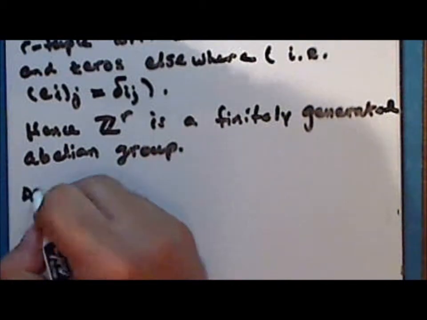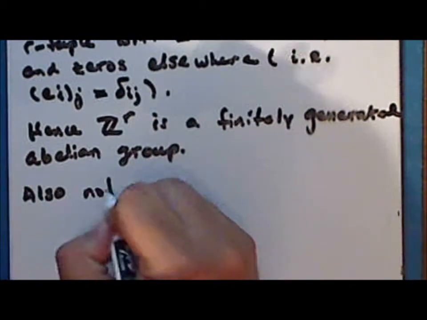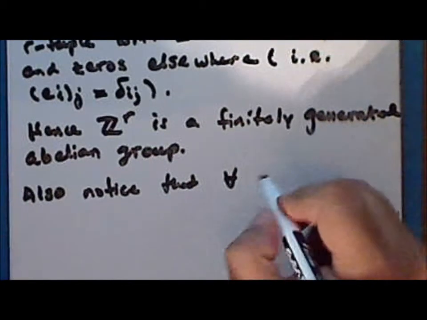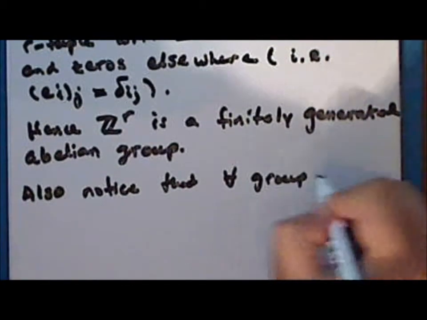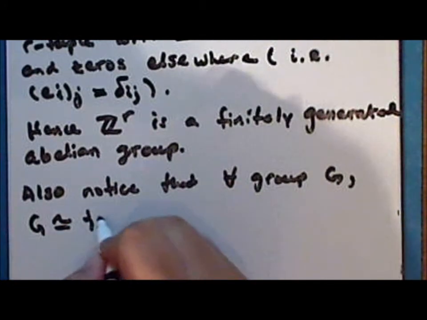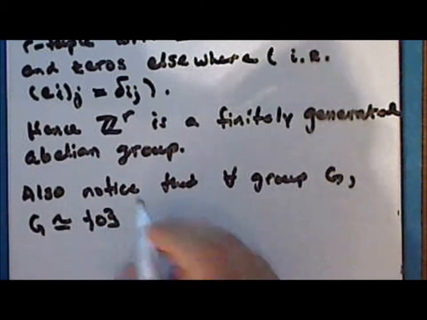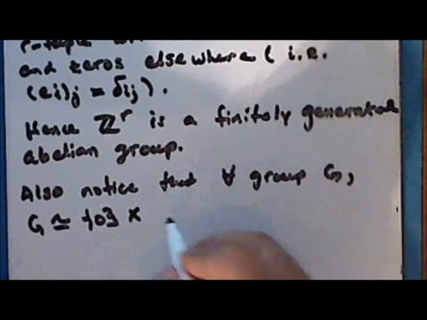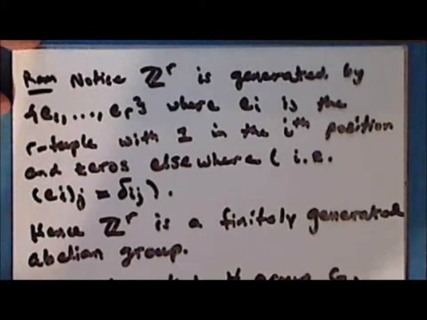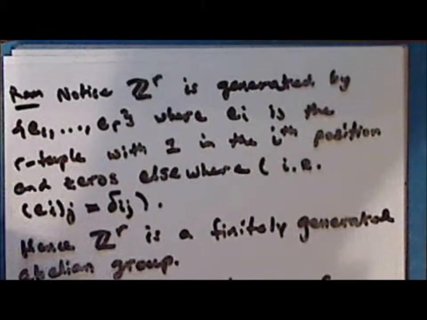Now also notice that for every group G, we have that G is isomorphic to the direct product of the trivial subgroup of the integers with the group G itself. Okay, so now we're ready to state the fundamental theorem of finitely generated abelian groups, and we will have to postpone the proof until later.